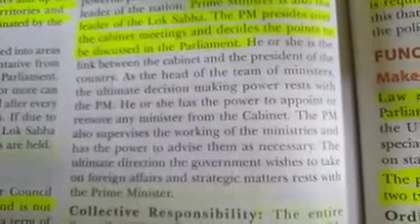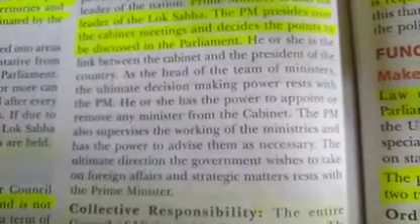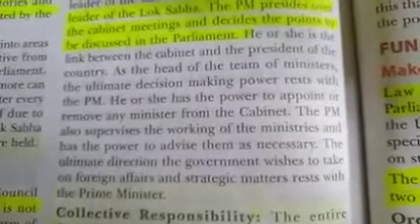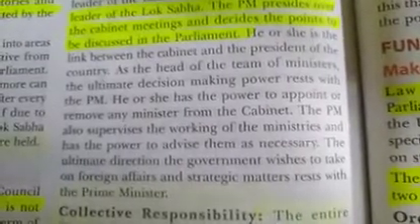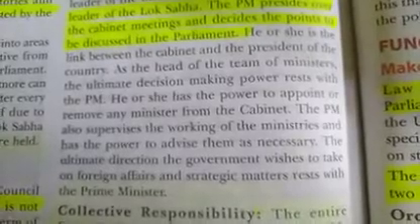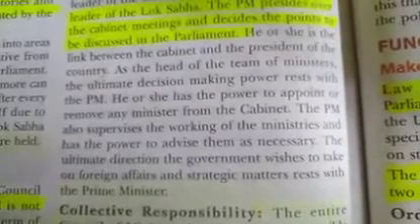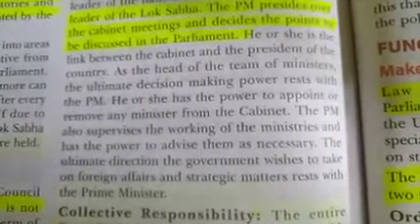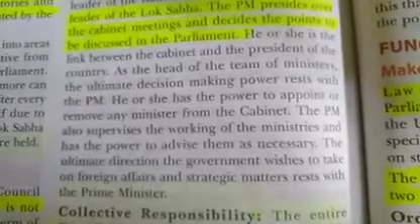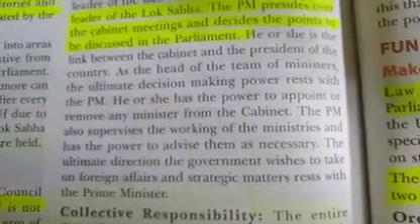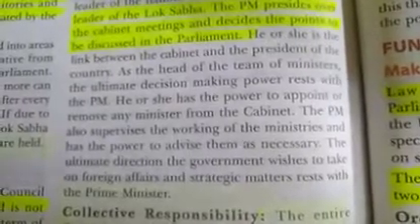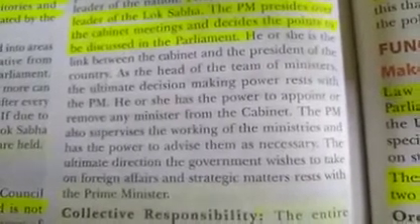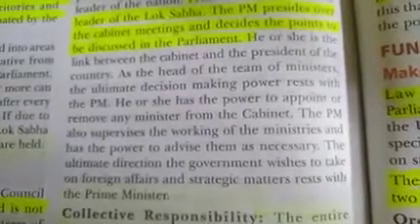So, you see, he is very powerful. The PM also supervises the working of the ministries and has the power to advise them as necessary. The ultimate direction the government wishes to take on foreign affairs and strategic matters rests with the Prime Minister. So, one thing is clear, beta: anything that is to be done is to be first shown to the Prime Minister, discussed, debated with the Prime Minister, and then only the Prime Minister has the right to certify it and make it come into action.